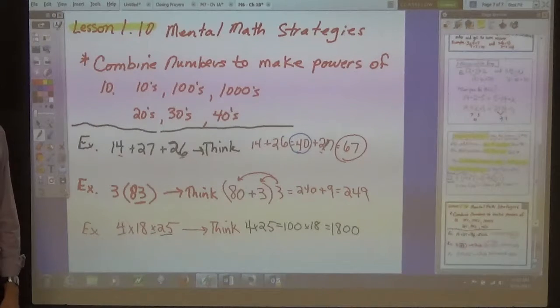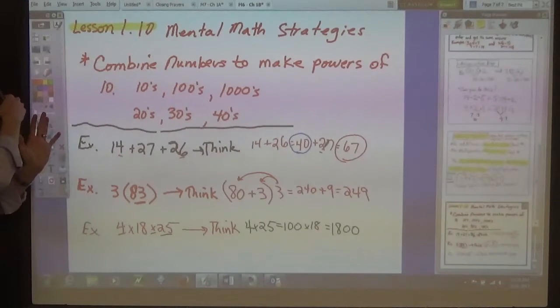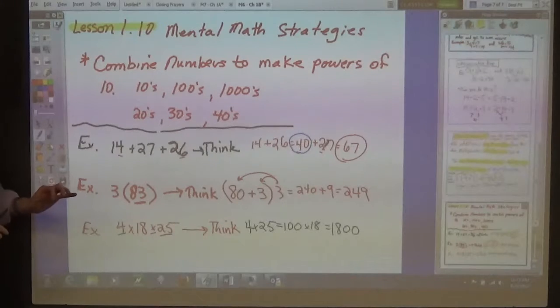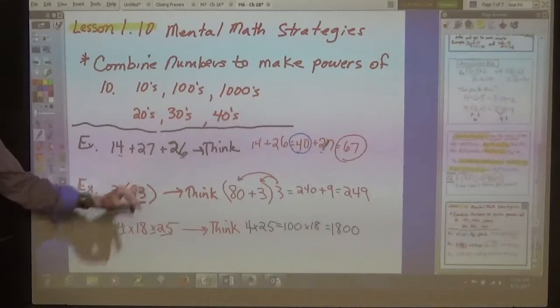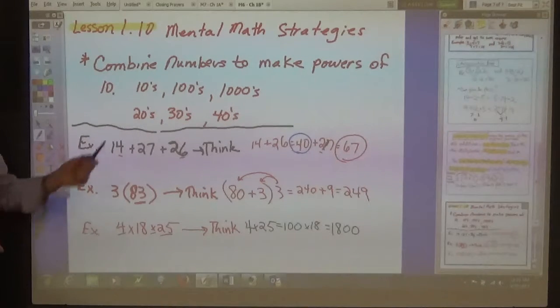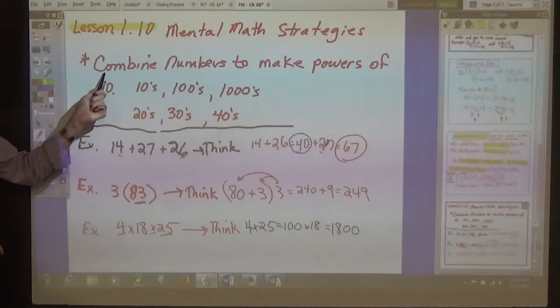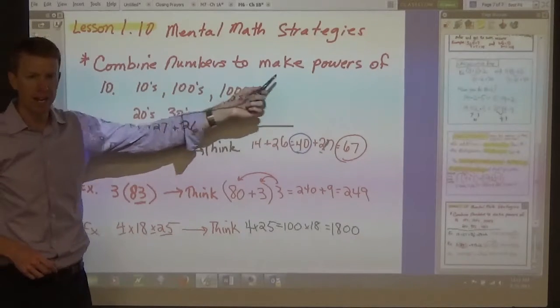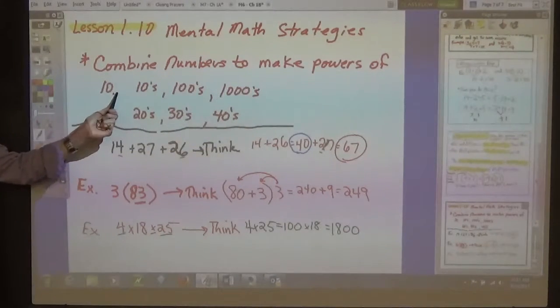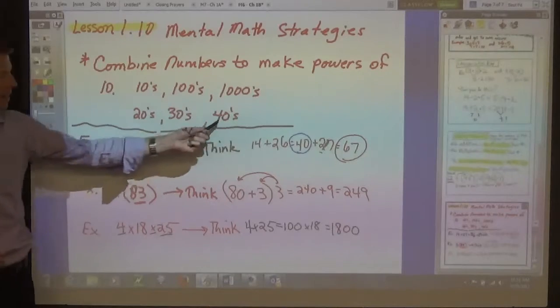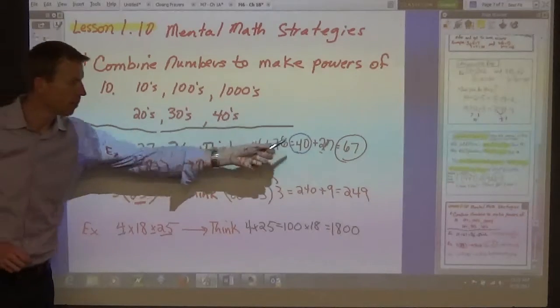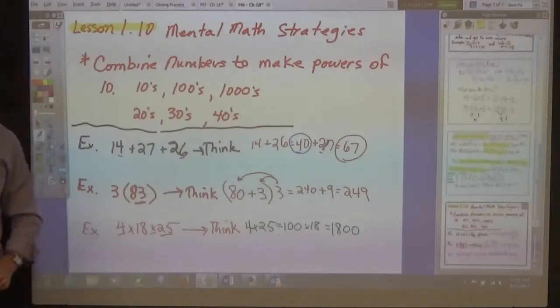So you can do this problem mentally by combining these two numbers first to make 40 and then adding 27. It just makes it a little bit easier. You don't have to carry any numbers when you add the ones. You don't have to regroup. And so you can do this mentally by changing the order of the numbers. Again, what are we trying to do? Combine the numbers to make powers of 10, or tens, or hundreds, or thousands. In this case, we're making 40, because 40 plus 27 is easier to do.